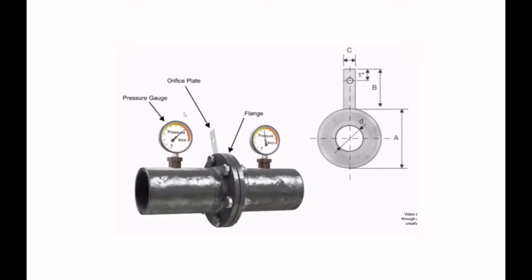As you know, the orifice meter contains a part called the orifice plate. It reduces the fluid flow in the pipe. Pressure taps are added on each side to measure the pressure differential.